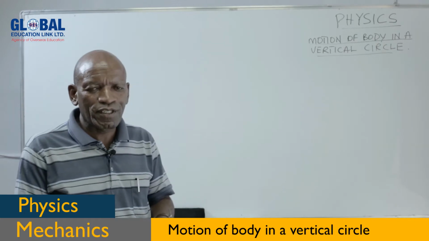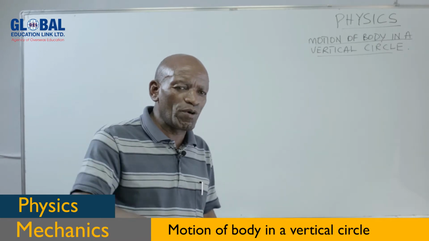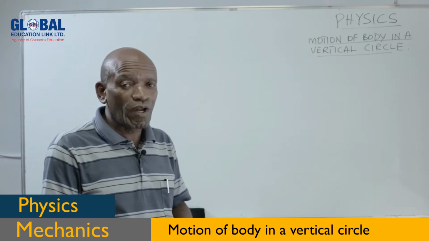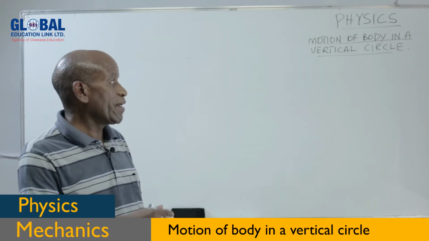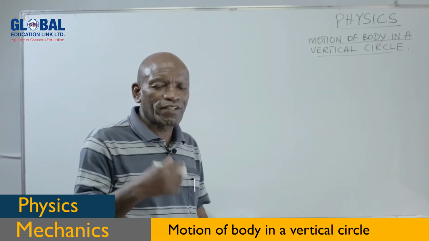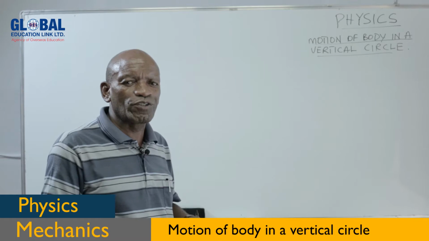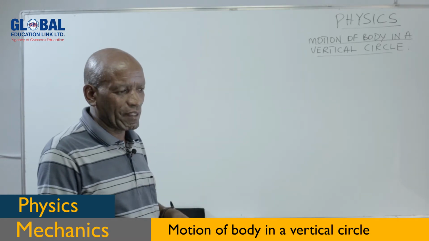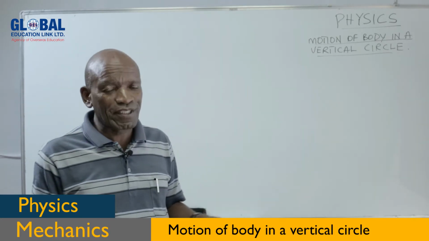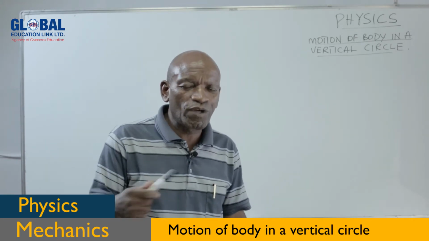With this lesson, whenever we talk about the motion of a body in a vertical circle, this is a pure circular motion, just like when we are looking at a body which is rotating in a normal horizontal circle. With motion in a vertical circle, there are variations which we are just going to look at briefly, and I know you have already learned about this.